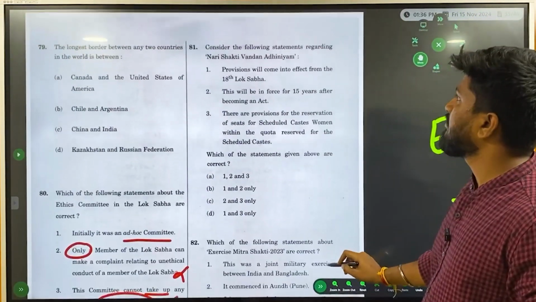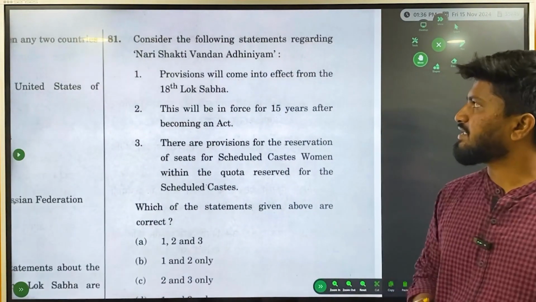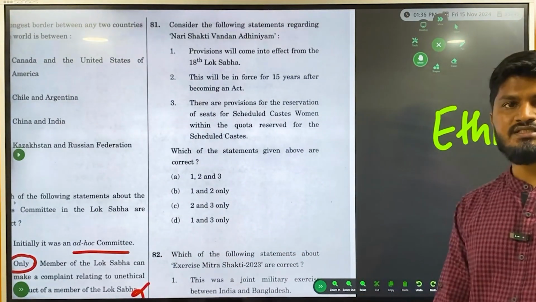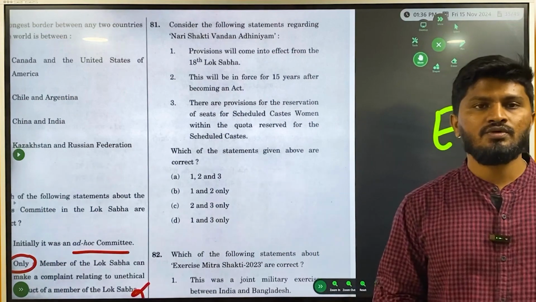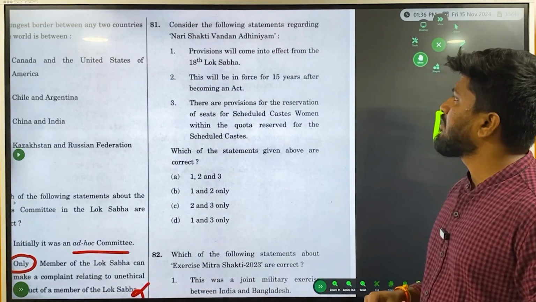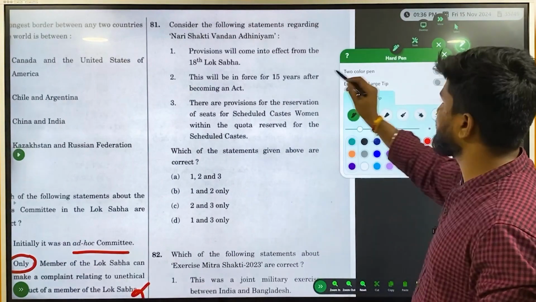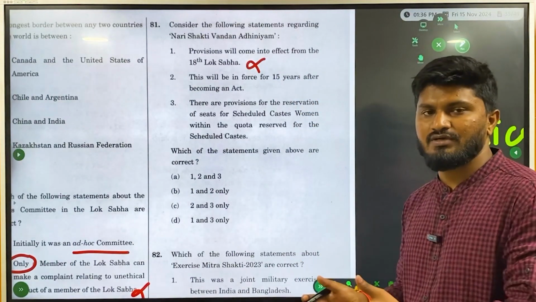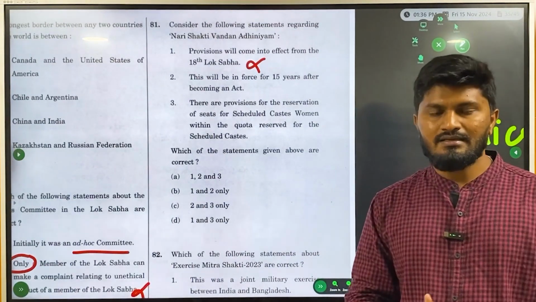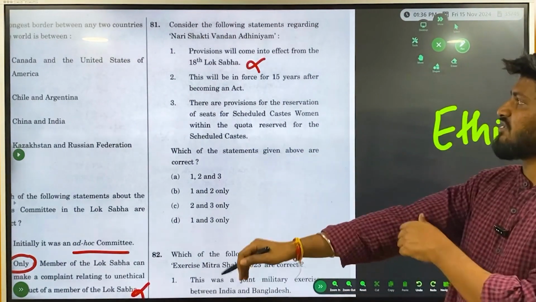And then after this, question number 81. Question number 81 deals with the Nari Shakti Vandan Abhiyan. This was one of the hottest topics of last year. The Nari Shakti Vandan Abhiyan aims at providing reservation to women legislators in the parliament. Statement 1 is that provisions will come into effect from the 18th Lok Sabha. This is wrong, because the election held in 2024 was for the 18th Lok Sabha, which has already taken place. So it didn't come into effect for the 18th Lok Sabha.